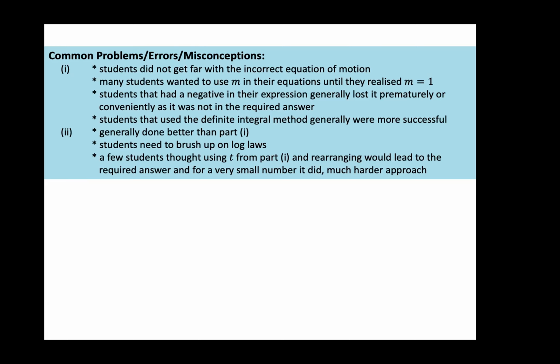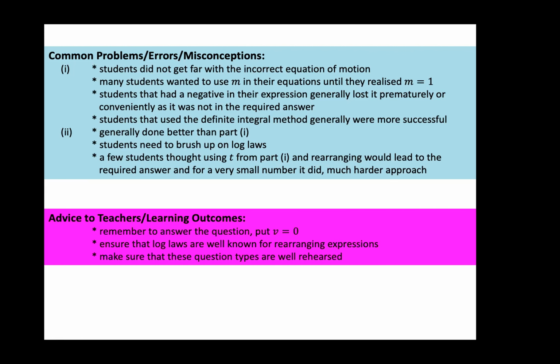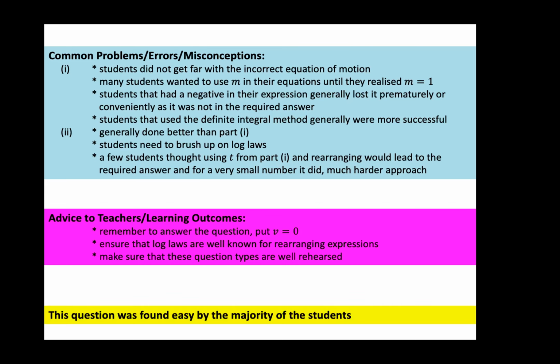Part 2 was generally done better than part 1. Students need to brush up on their log laws, and a few students thought using t from part 1 and rearranging it would lead to the required answer, and for a very small number it did, but it was a much harder problem. Remember to answer the question, put v equal to 0 for maximum height. Ensure that the log laws are well known for rearranging expressions, and make sure that these question types are well rehearsed. Generally speaking, these were the easy marks in this question 15.